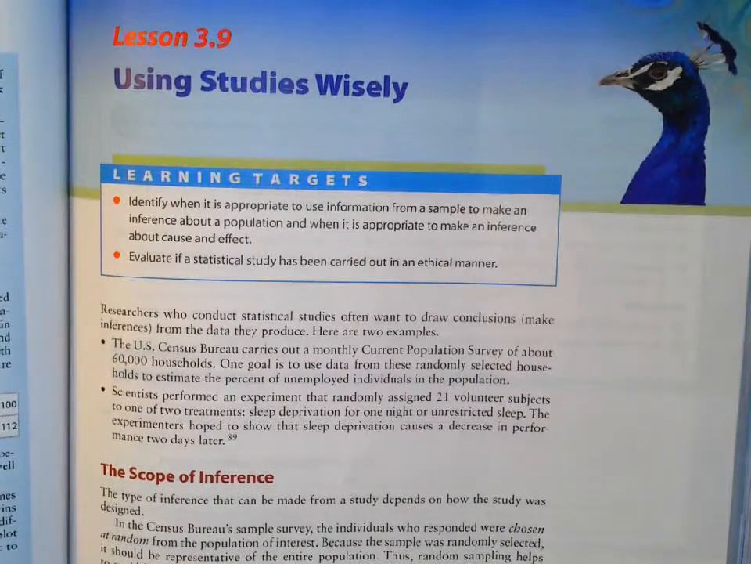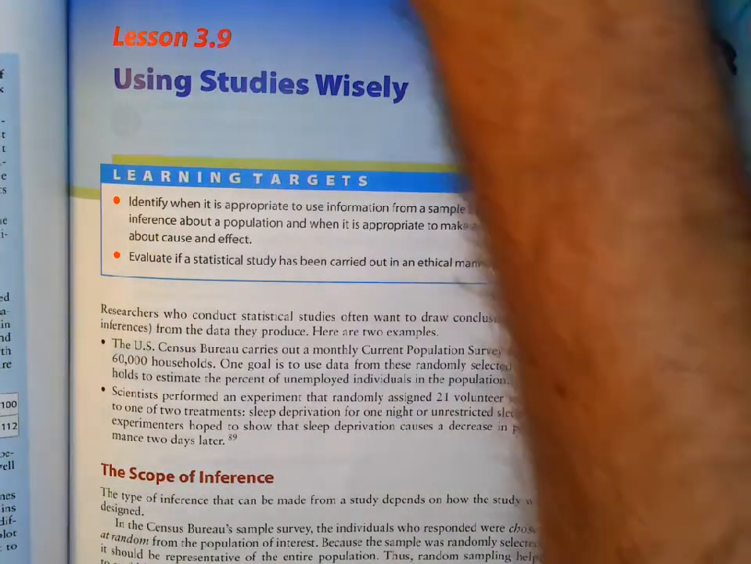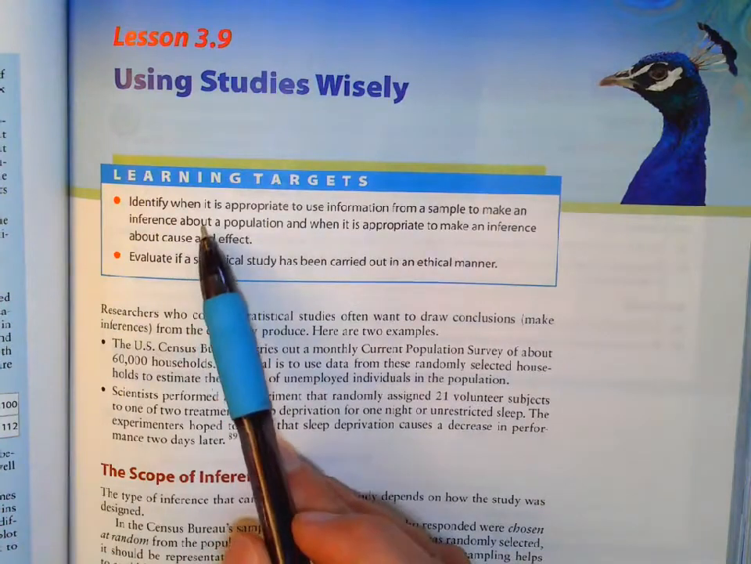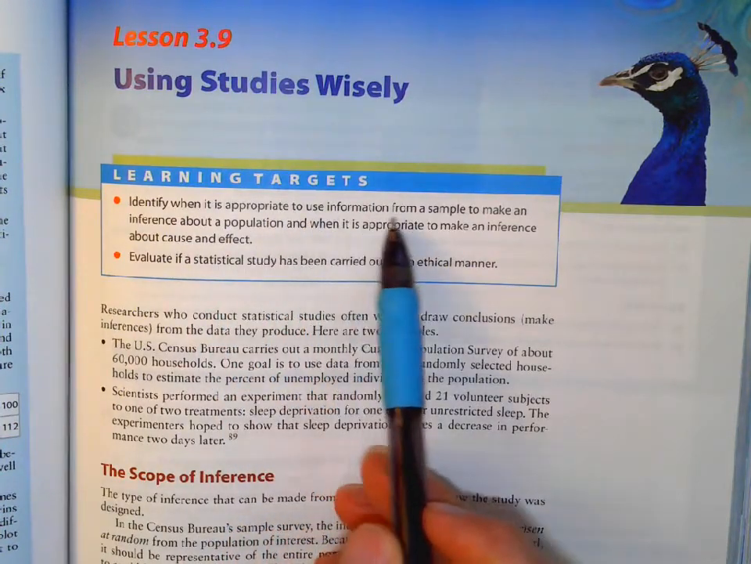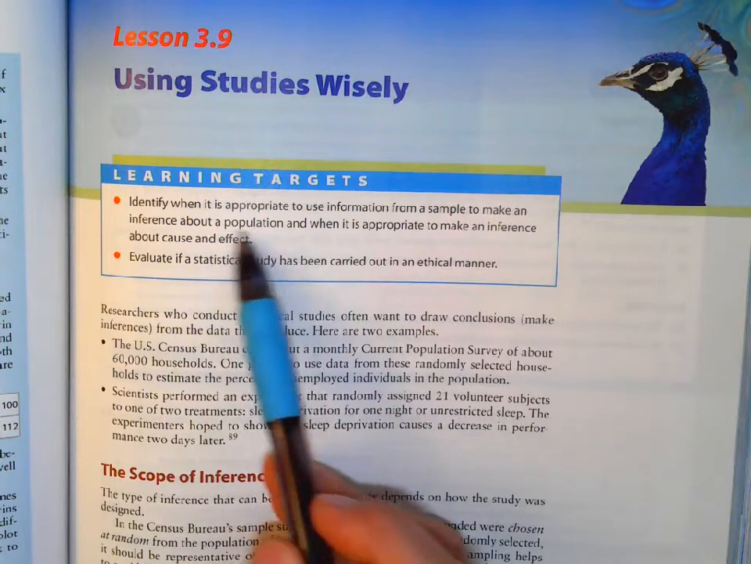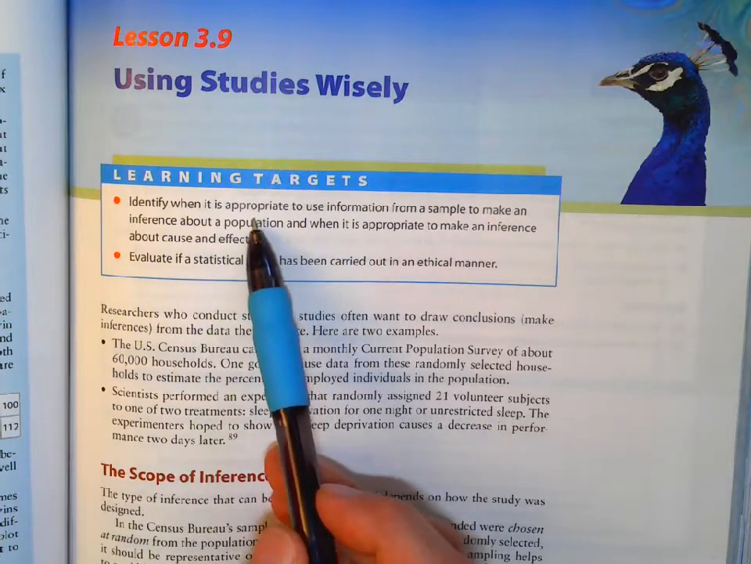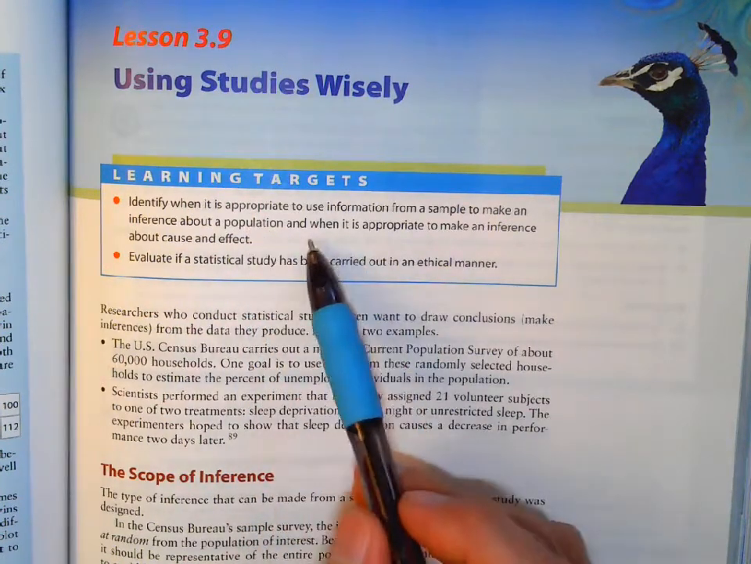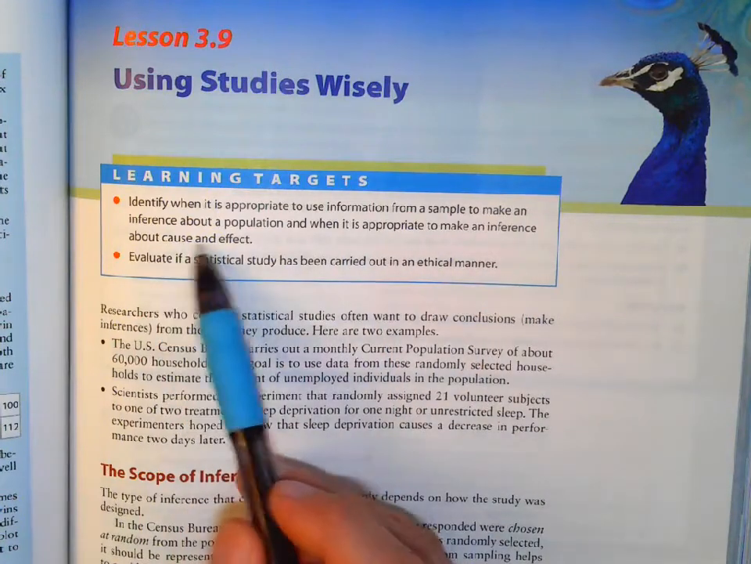Okay, this is section 3.9. We're going to talk about a couple things here. We want to identify when it is appropriate to use information from a sample to make an inference about a population. So when can I apply it to the population? And when is it appropriate to make an inference about cause and effect? So when can I use cause and effect?